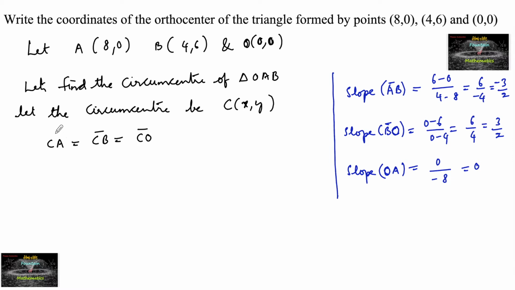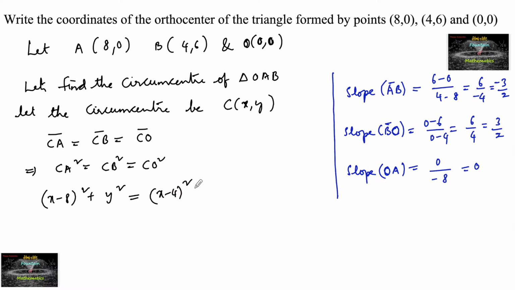The distances must be equal, which implies that on squaring, CA square is equal to CB square is equal to CO square. Then by using the distance formula, CA square is (x minus 8) whole square plus (y minus 0) whole square, and CB square is (x minus 4) whole square plus (y minus 6) whole square, which is equal to CO square, (x minus 0) square plus (y minus 0) square.